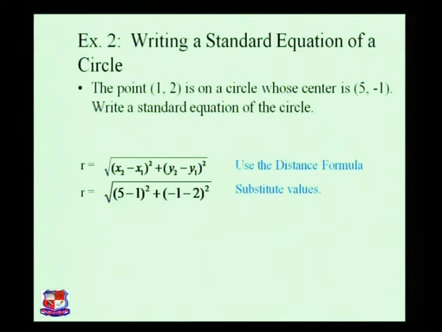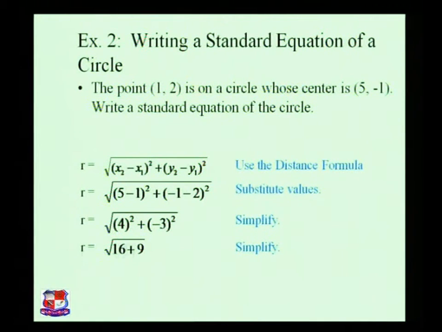So by simplifying this we will get the radius r is equal to root 25, that is equal to 5. Note that this is the radius of the circle, so radius can never be negative. So here r is equal to 5, that is the radius of the given circle. Now we have the radius of the circle which is equal to 5, and we have the center of the circle which is given in the question, which is (5, -1).